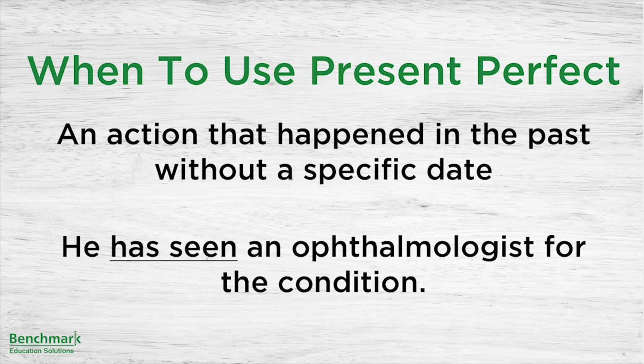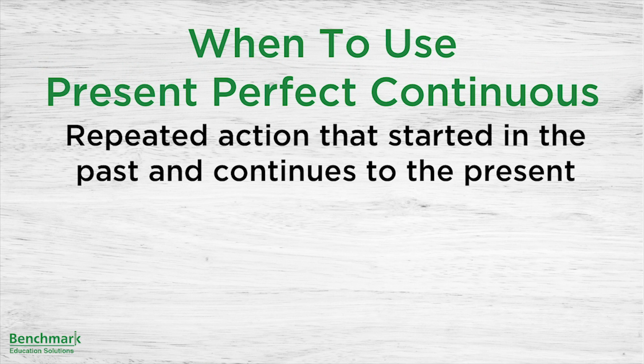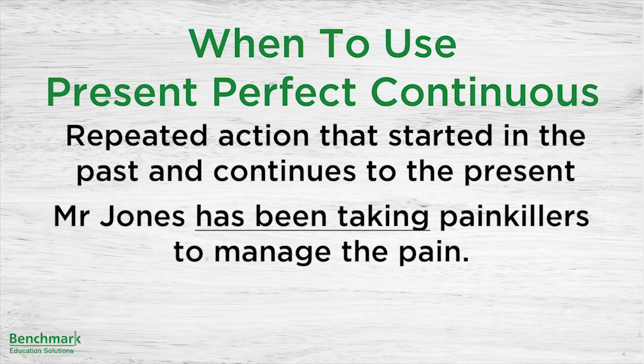We use the present perfect continuous to talk about an action that started in the past and continues to the present. For instance, Mr. Jones has been taking painkillers to manage the pain. In this sentence, Mr. Jones started taking painkillers at some point in the past, and he still takes them, so that's why we say the action continues to the present.